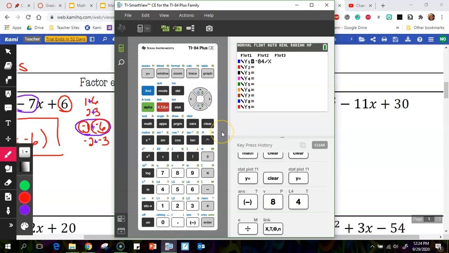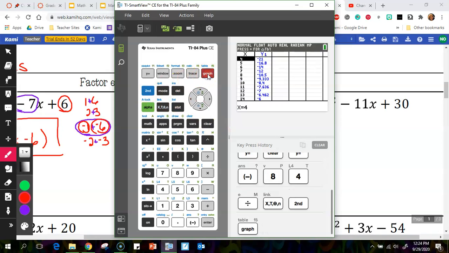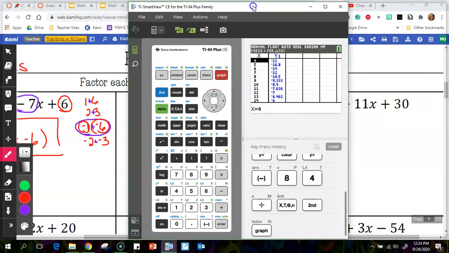Okay, and then you want to hit second graph because you actually want to create a table. And so what you see here is we have a table with some of these numbers that would work. The 4 times -21 might work, the 6 times -14, but right here we have a -16.8. So we only want to look for whole numbers.